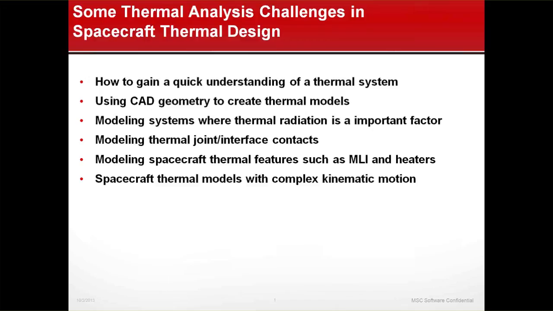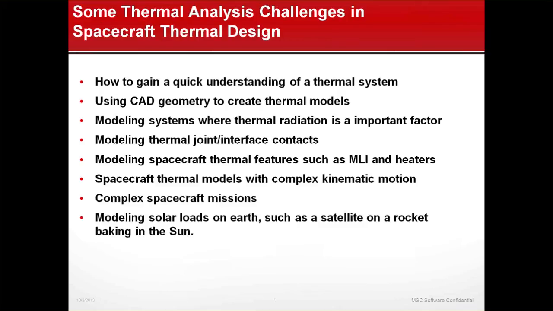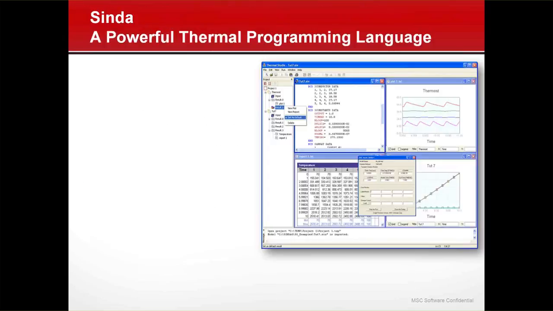And then assembling these into a complex mission where you may go through several different geometry and pointing states. You may have things deployed at one state or things open at one state, and then reorient the satellite for a charging state and close the door or something. And I'll show you some complex missions that combine complex motion with a series of sequences of events. And then sometimes we need to model solar loads on the Earth, such as a satellite on a rocket and a shroud baking in the sun.